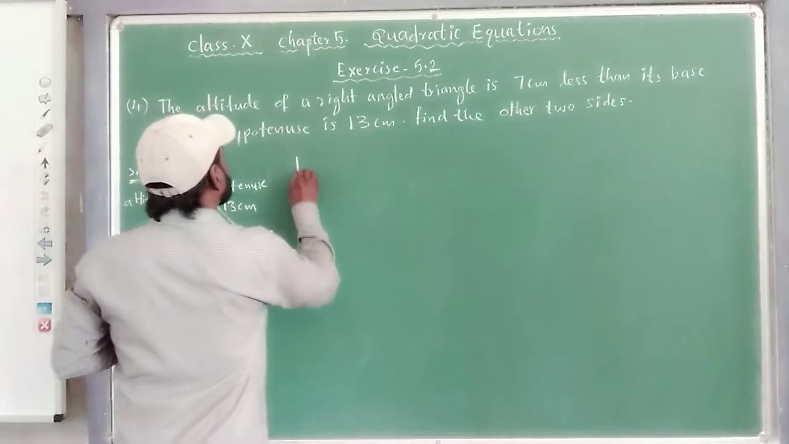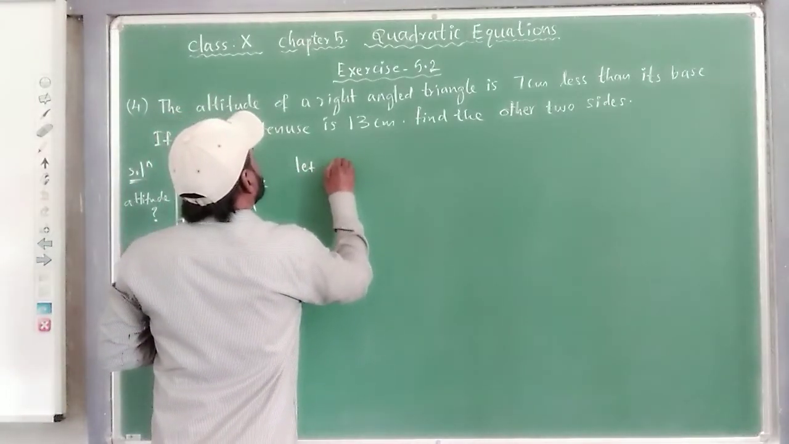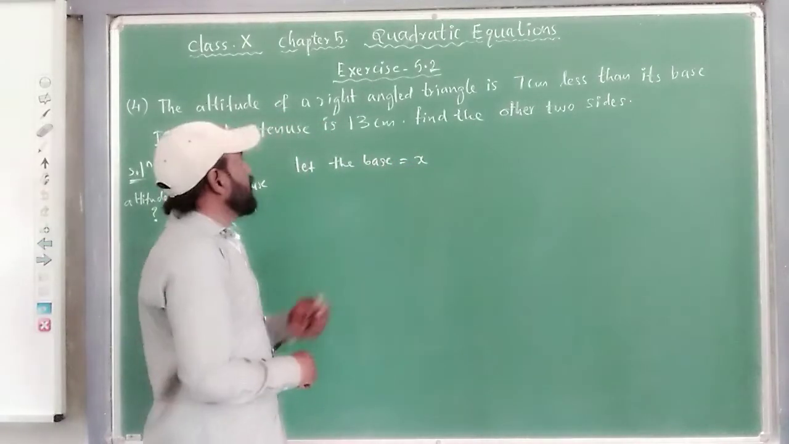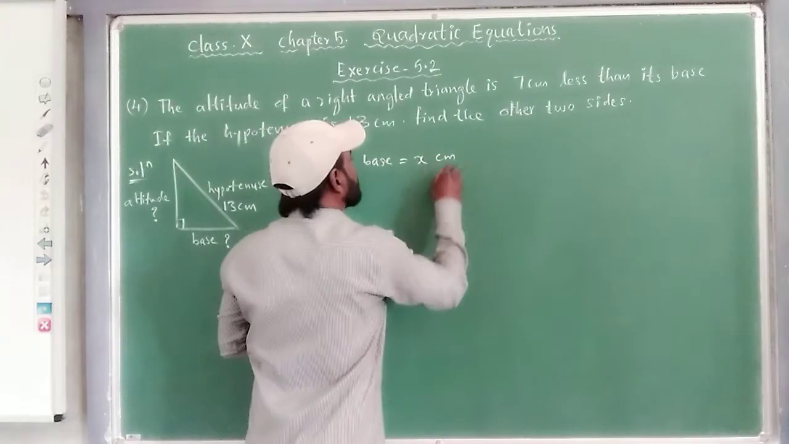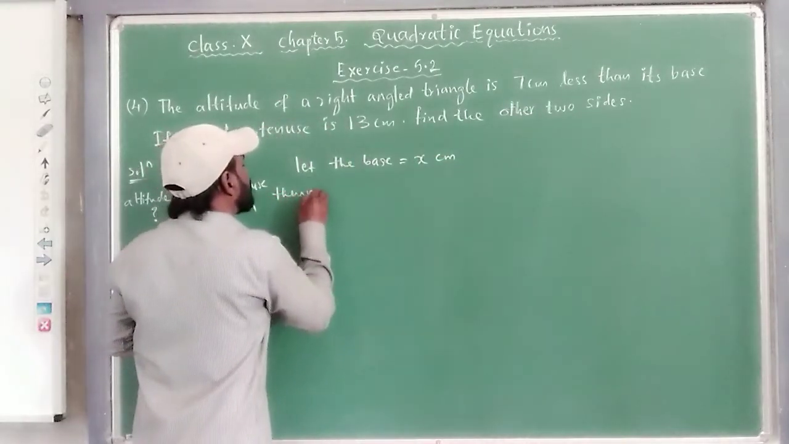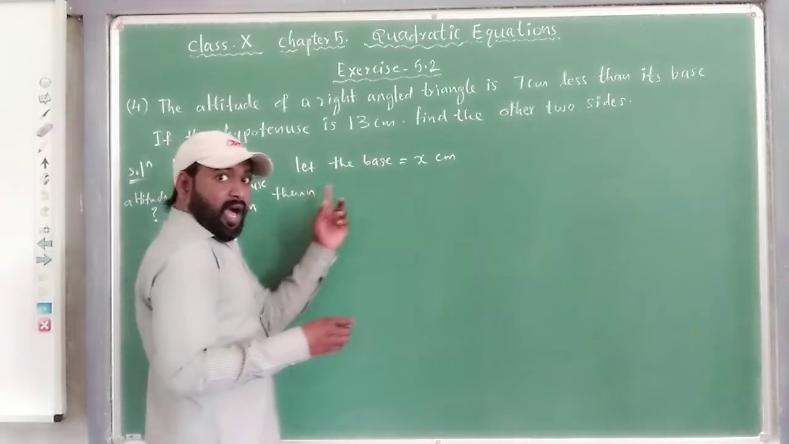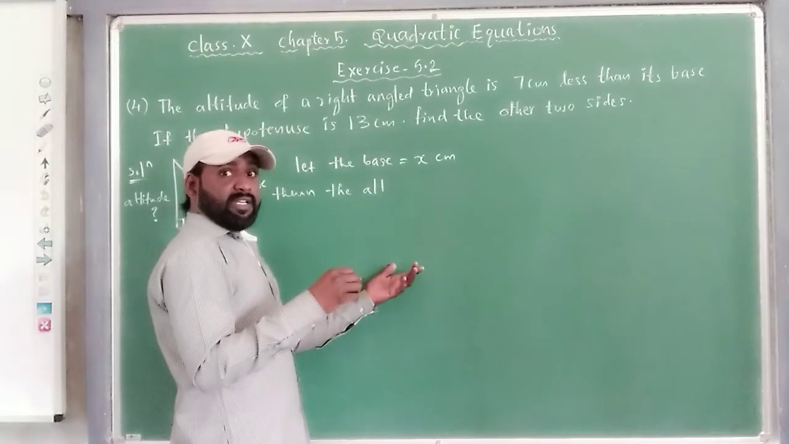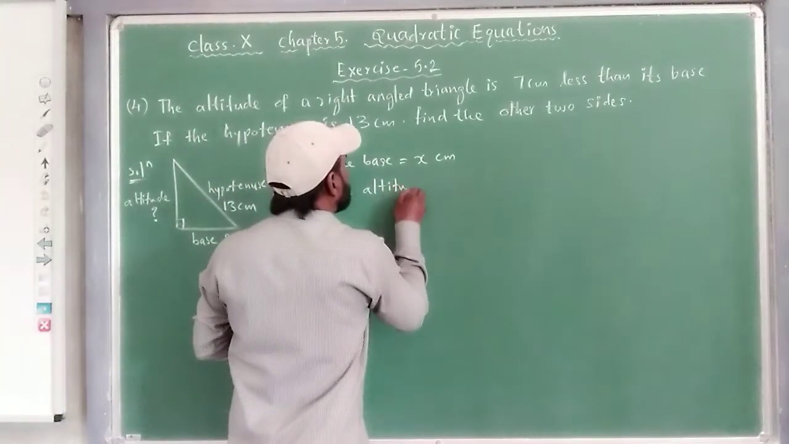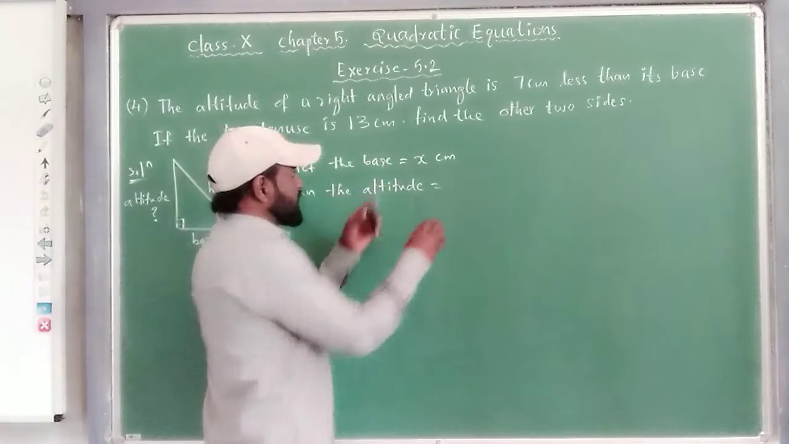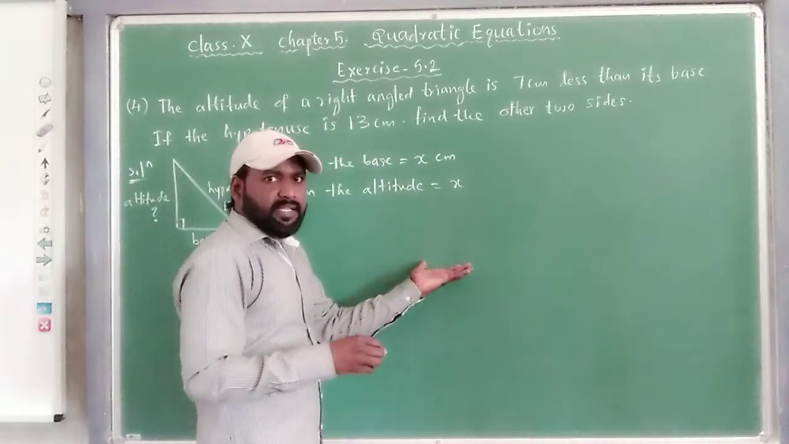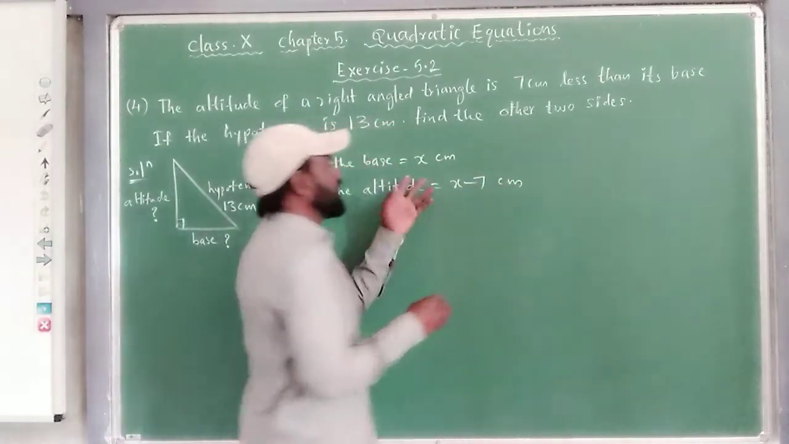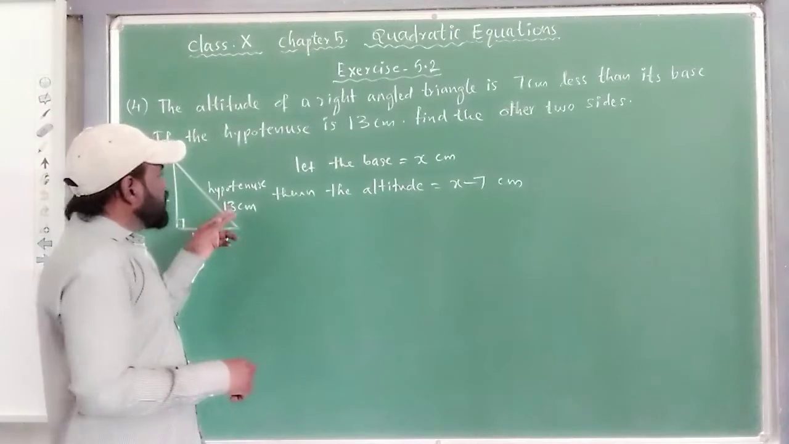Let us suppose the base as x. Here it is given in centimeters, so x centimeters. Then according to the question, the altitude is 7 centimeters less than the base. So altitude is equal to the base, x centimeters, minus 7 centimeters. Less means you have to subtract: x minus 7 centimeters. This is the altitude.